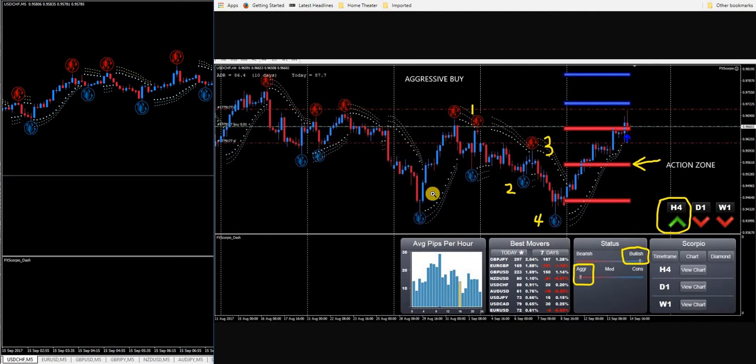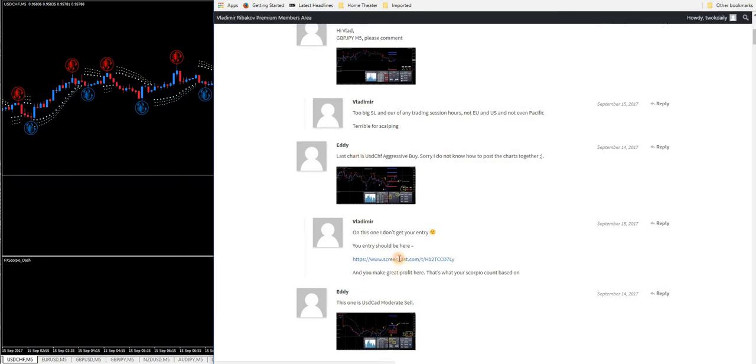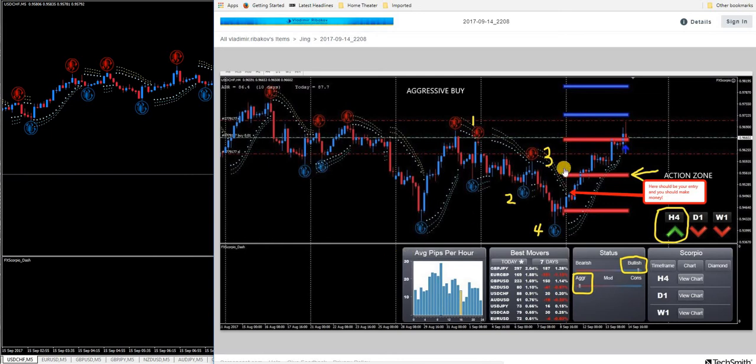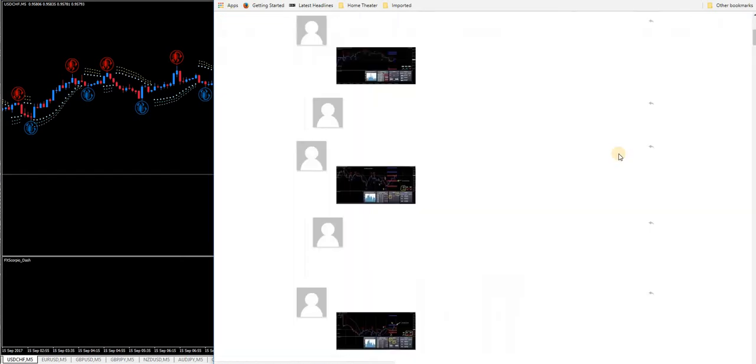All right, so let's see. 1, 2, 3, 4. It is stepping down. And so he got this arrow. Personally, I would have liked to have seen that arrow down here, much closer. Let me see where the vendor said he should have entered. All right, so yeah, we didn't get the arrow there, so that would have been a no trade instead of waiting over here and jumping in.